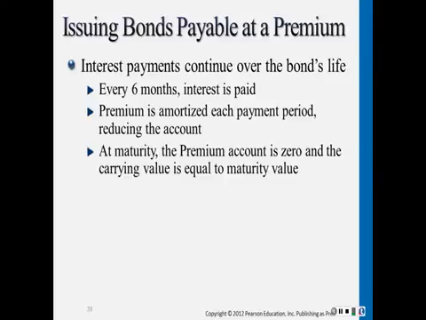The same entry would be made again on December 31st, 2013. So the bond discount balance would be $3,851 minus $385.